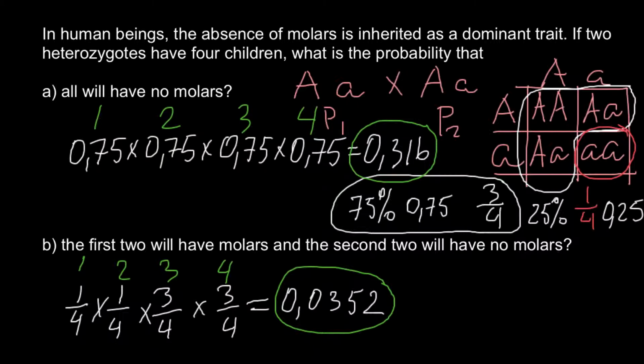And if you need to give an answer as a percent, we just have to move this decimal point 2 places to the right, or multiply this answer by 100. So the answer would be 3.52%. So 3.52% is just another way we can express this number.